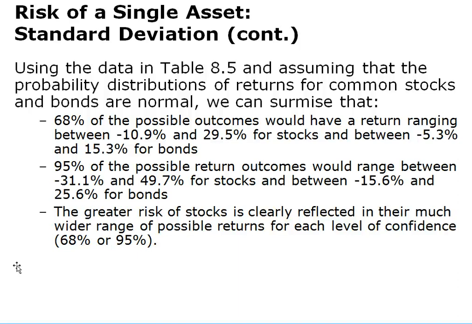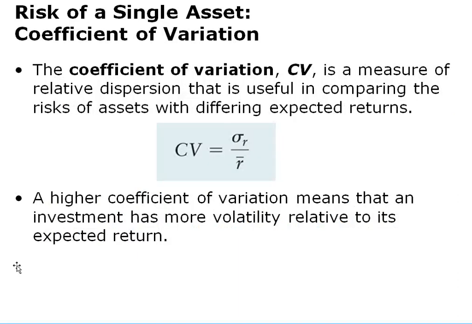The greater risk of the stock is clearly reflected in how much dispersion or range in returns there is for each confidence level. So two standard deviations will increase the range, but also the probability of the occurrence. Now, the coefficient of variation, which I discussed before, is basically the standard deviation divided by the average return, and this makes the measurement comparable. It's a measure of relative dispersion that's useful in comparing assets with different expected returns. So the higher the coefficient of variation, the more risky and more volatile an asset is.